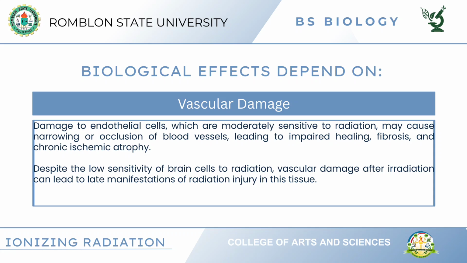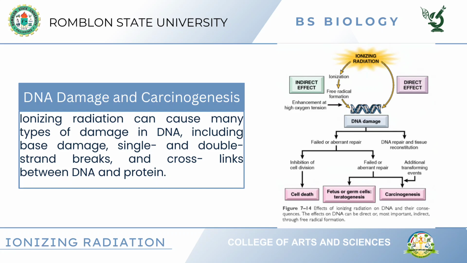Moreover, our neurons or brain cells are not easily damaged by radiation directly, because they do not divide often. But if radiation damages blood vessels in our brain, it can cause indirect injury to brain tissue over time. Our brain can suffer from poor circulation, which can lead to neurological problems later on. So next is DNA damage and carcinogenesis.